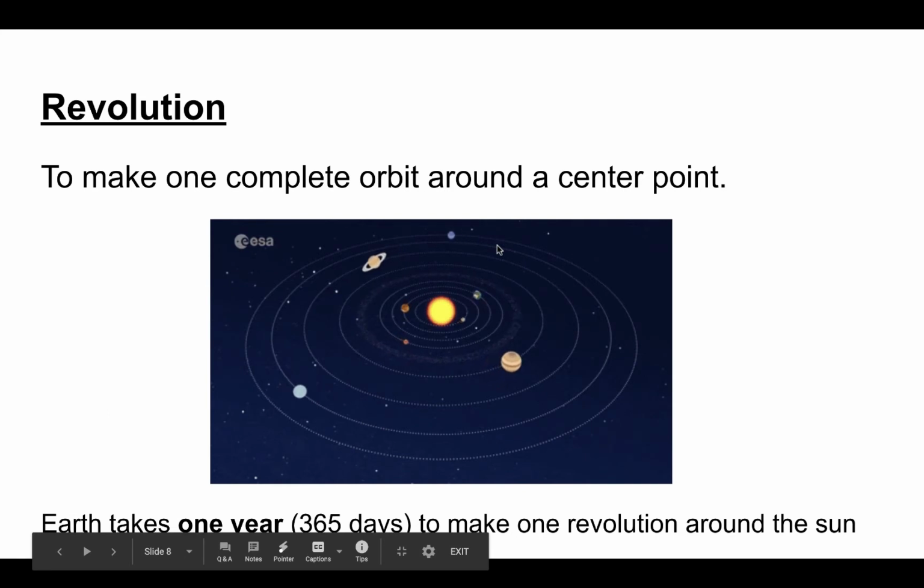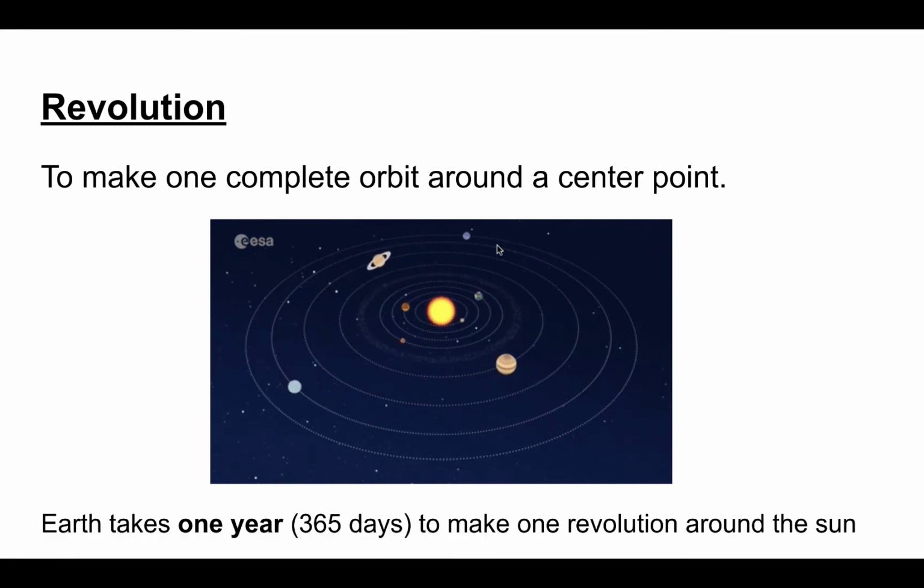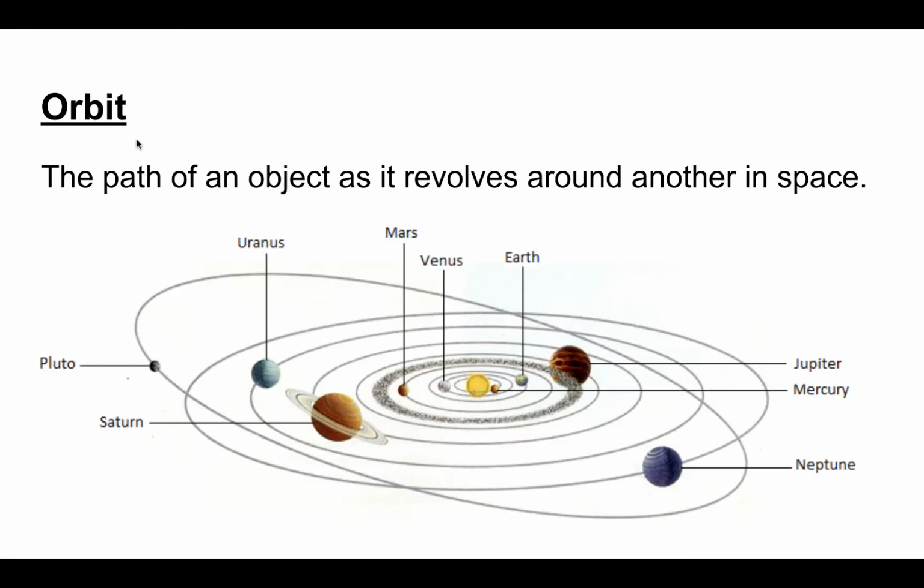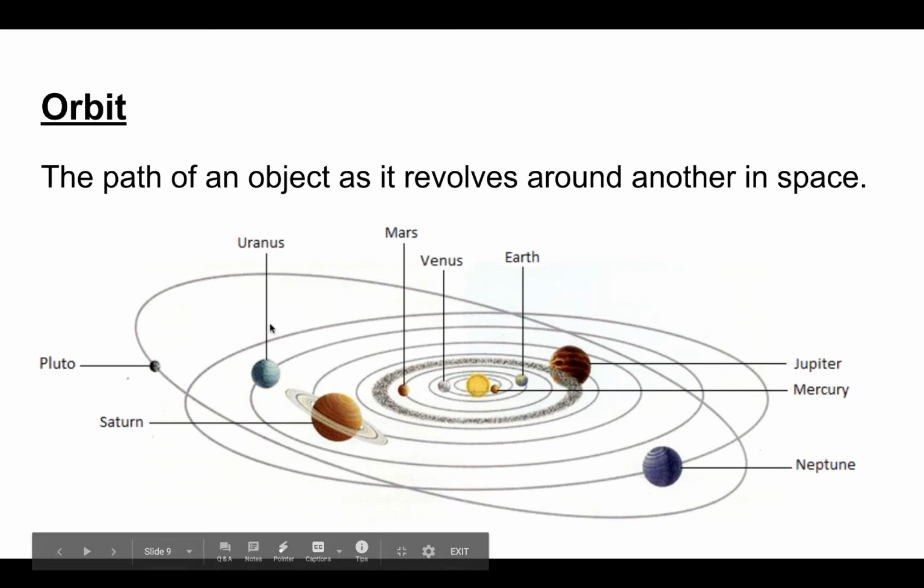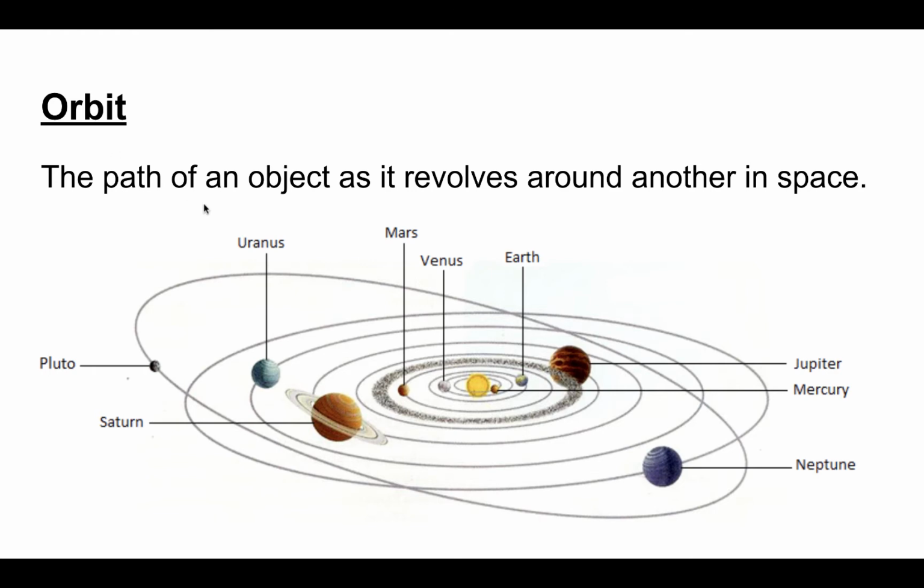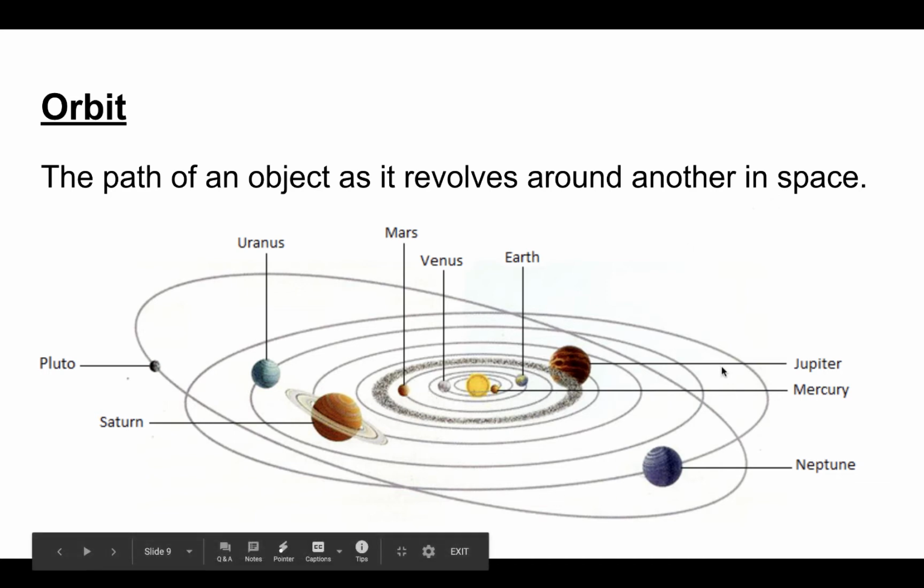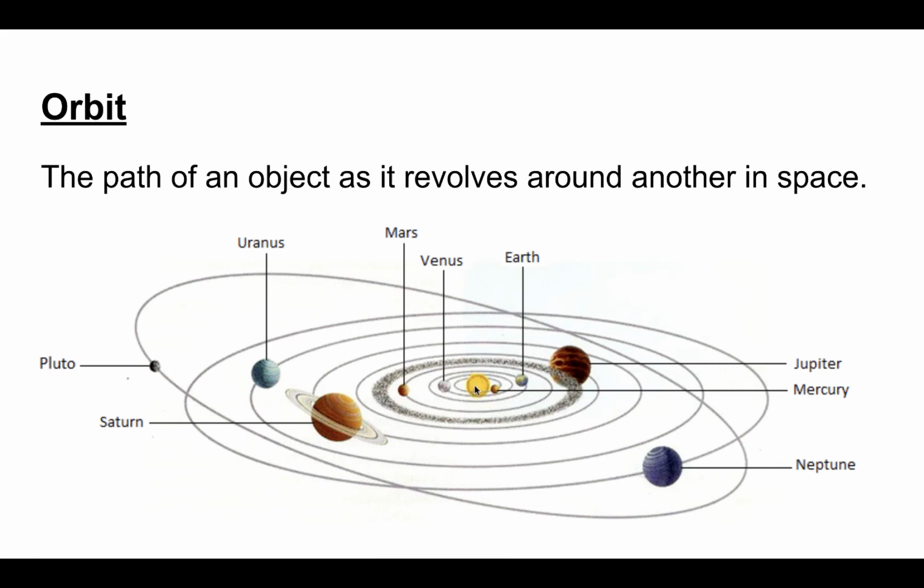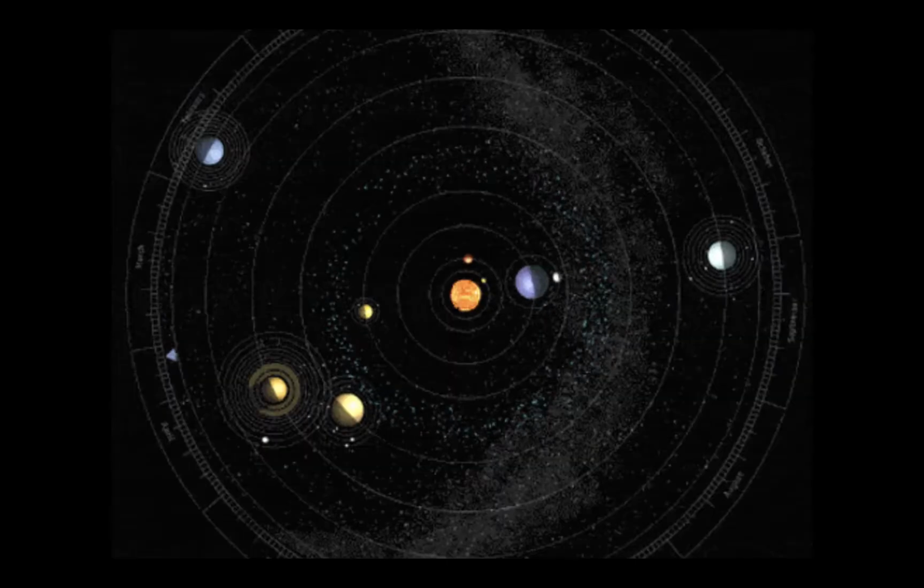Next word coming up, very related, is orbit. When we talk about the revolution of the planets, they take their path on an orbit. An orbit is the path the object takes as it revolves around another in space. So all of these lines show the orbits of the different planets around the sun. Simple enough. Make sure to pause for each vocabulary word and write it down because they will come up again and you will need to know them.